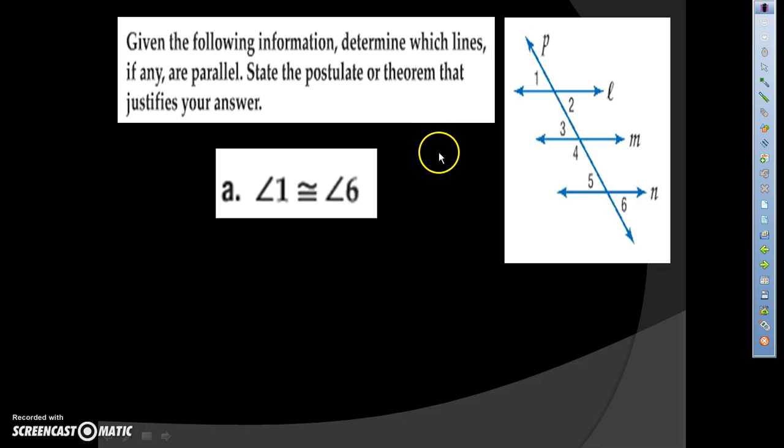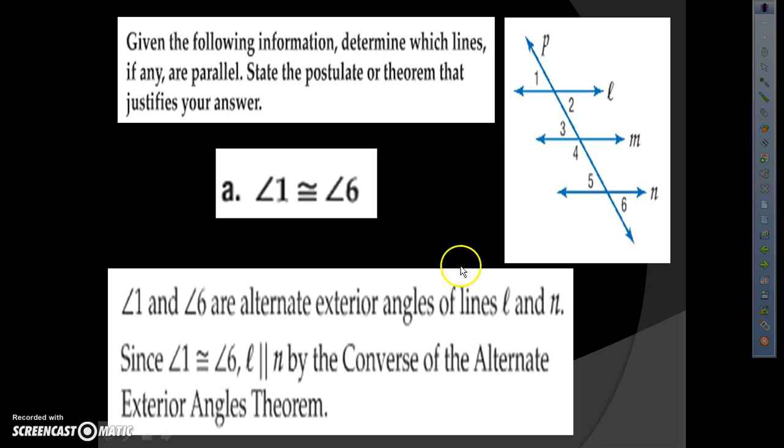So how can I use that information to show that the lines are parallel? Well, they told me that these 2 are congruent. We know that they're alternate exterior. So I can use the converse of the alternate exterior angles theorem and state that because these 2 are congruent, I know that line L is parallel to line N. And you'll see the statement made here. Since they are alternate exterior angles, and I know that they're congruent, line L is parallel to line N by the converse of the alternate exterior angles theorem.